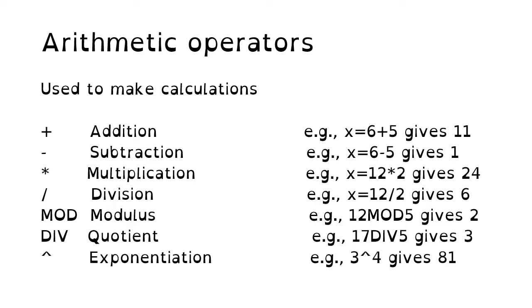Arithmetic operators. They're used to make calculations. Most of these symbols are the same as usual maths, except multiplication has been replaced with a star and division has been replaced with a slash. We have a few additions, such as modulus and quotient. For modulus, this is actually just a remainder. For example, if we do 12 mod 5, we're given 2, as 12 divided by 5, you have a remainder of 2. For quotient, we use div. So if we do 17 div 5, we're given 3, as 5 goes into 17 3 times. Exponent is the same as a power. So if we have 3 exponent 4, we get 81, as it's the same as 3 to the power of 4.